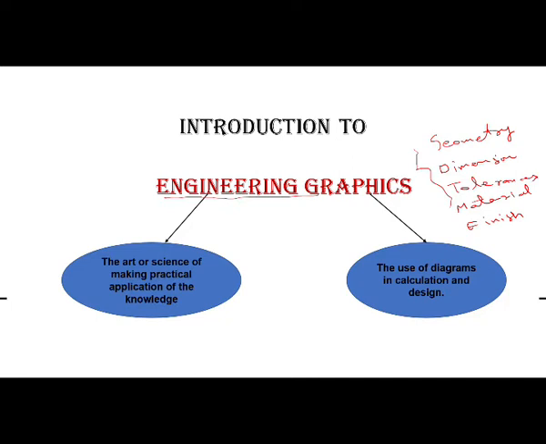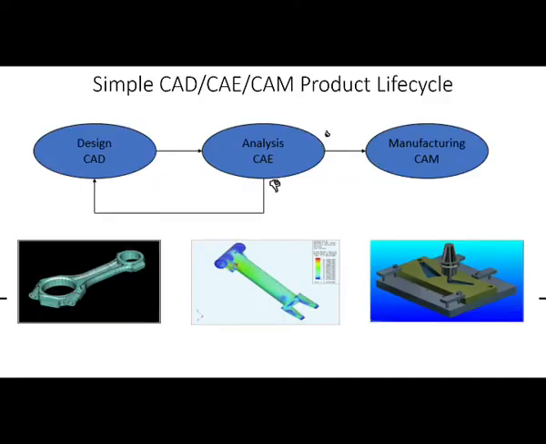Okay, and the basics of engineering graphics. Here we have CAD, which means computer aided design; CAE, computer aided engineering; and CAM, computer aided manufacturing, in the product life cycle. First we go for design with CAD, and then next we go for analysis with CAE. If the result is not good, we again go back to CAD for designing. If it is good, then we go for final manufacturing, CAM.